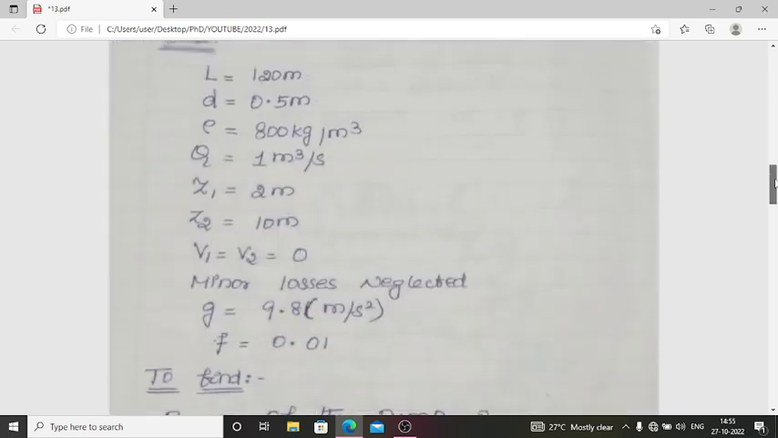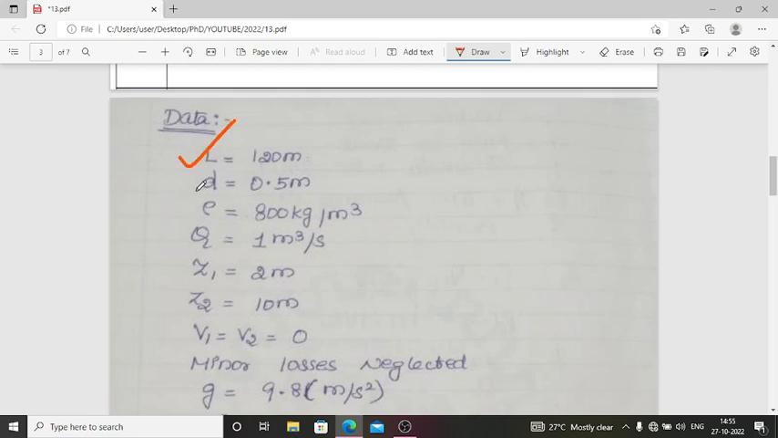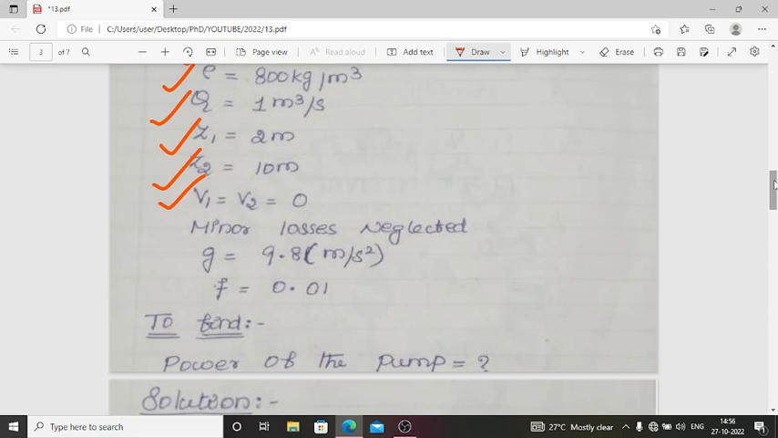Data. So length is equal to 120 meter, inner dia is equal to 0.5 meter. This is the pipe dia. Density of the liquid 800 kg per meter cube, volumetric flow rate 1 meter cube per second, reservoir 1 height 2 meter, reservoir 2 height 10 meter, velocity neglected, we should take V1 is equal to V2 is equal to 0. Minor losses neglected, only consider major losses. So here major losses are considered, only minor losses neglected.